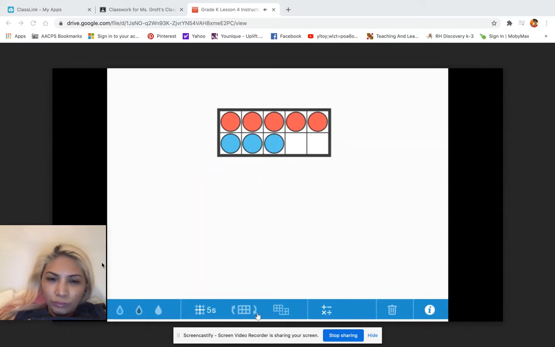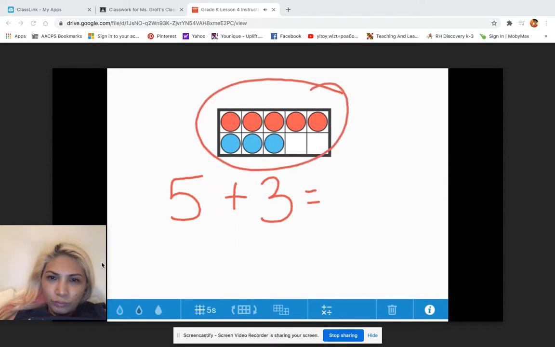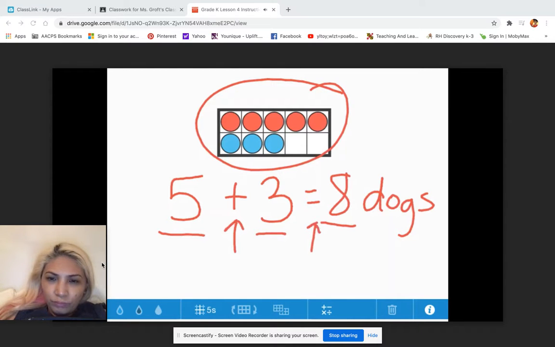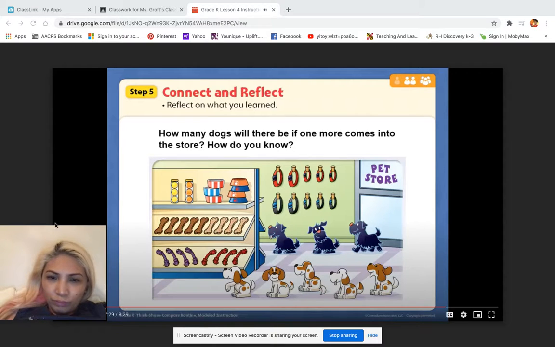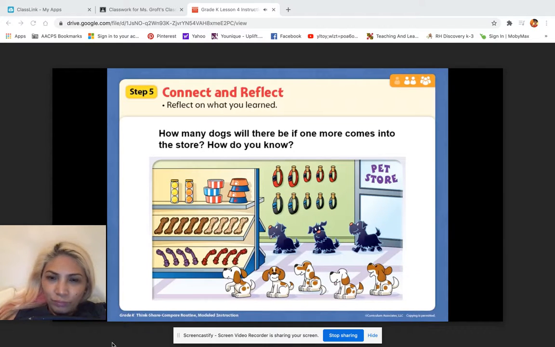As you can see, we have 5 spotted dogs. We added 3 black dogs that joined them for a total of 8 dogs. So our equation is 5 plus 3 equals 8 dogs. Now let's think about this question. How many dogs will there be if one more comes into the store? How do you know?